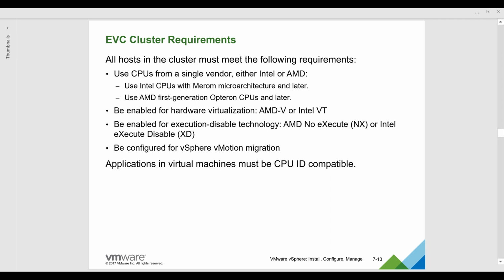EVC requirements, again, as I've said a couple times in these slides: they need to come from the same vendor, either all AMD in the cluster or all Intel. They need to have AMD-V or Intel VT enabled in the BIOS on the host. They need to be enabled for execute disable, which is AMD No Execute or Intel Execute Disable. They need to be configured for vMotion migration. And applications in VMs must be CPUID compatible.